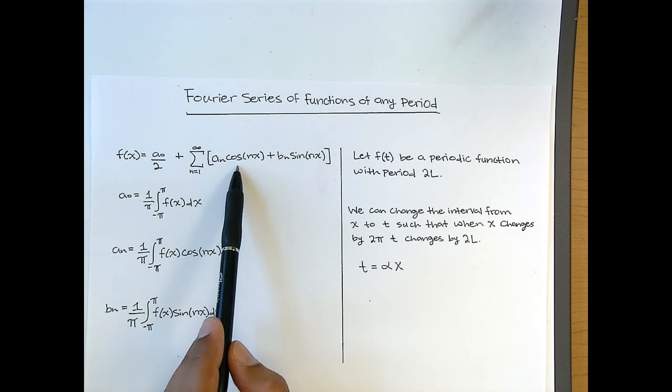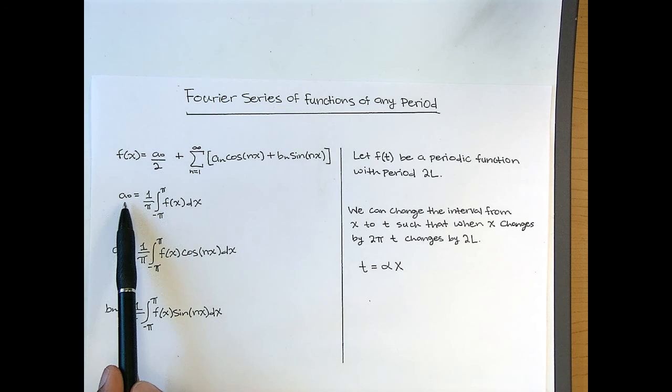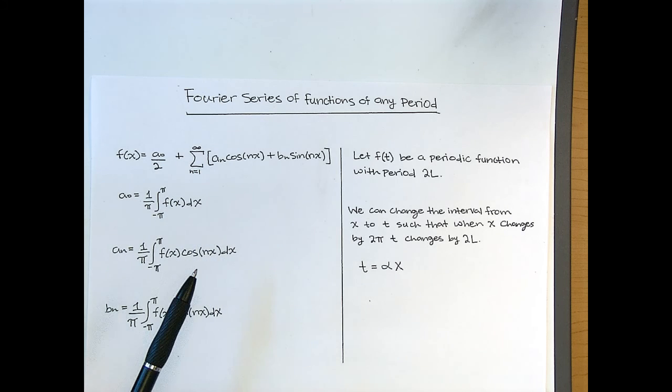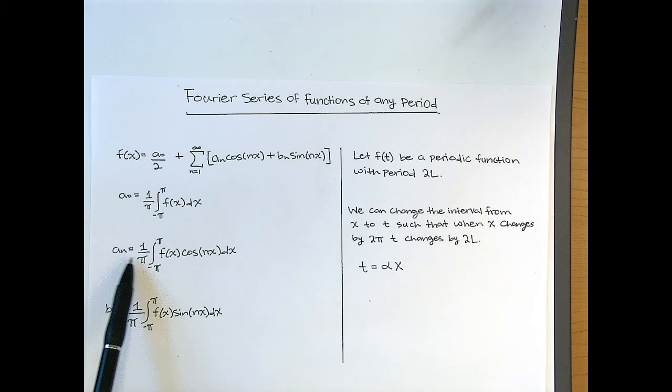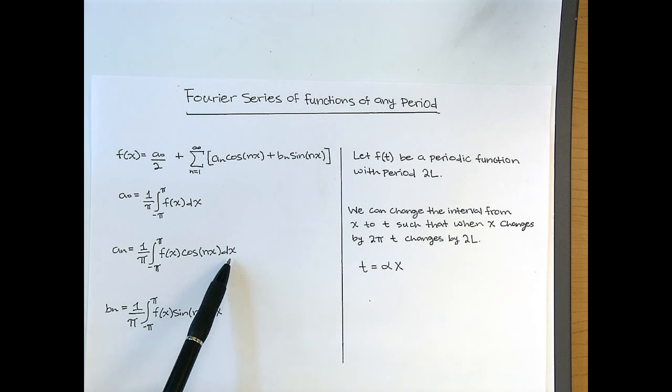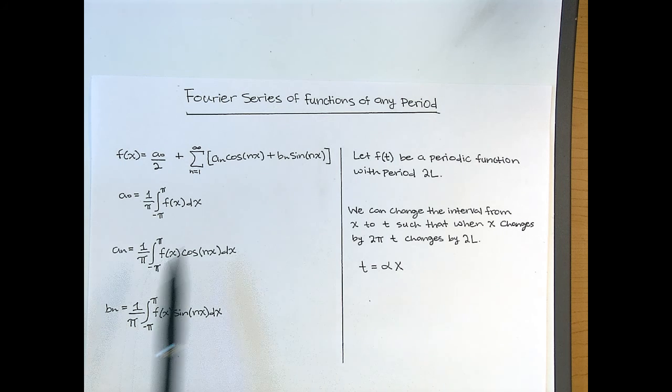And where a0 is given by 1 over pi, the integral from negative pi to pi, f of x dx, okay? And a sub n is 1 over pi, the integral from negative pi to pi, f of x cosine of nx dx, and the coefficient b sub n is 1 over pi, the integral from negative pi to pi, f of x sine of nx dx. Okay, so this is for functions that are 2 pi periodic.